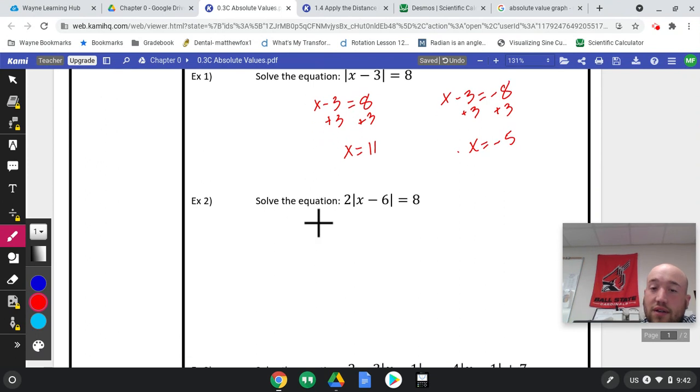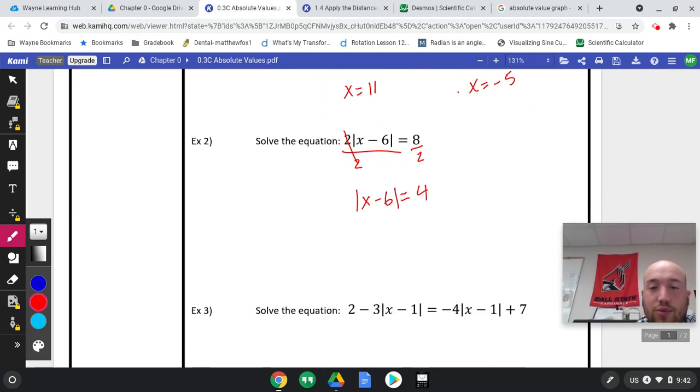Now, example 2 here, same approach, except now our absolute value is not by itself. We need to isolate it before we can solve. So let's get rid of that 2. We can divide this side by 2. That'll cancel. Divide this by 2. We're left with the absolute value of x minus 6 equals 4.